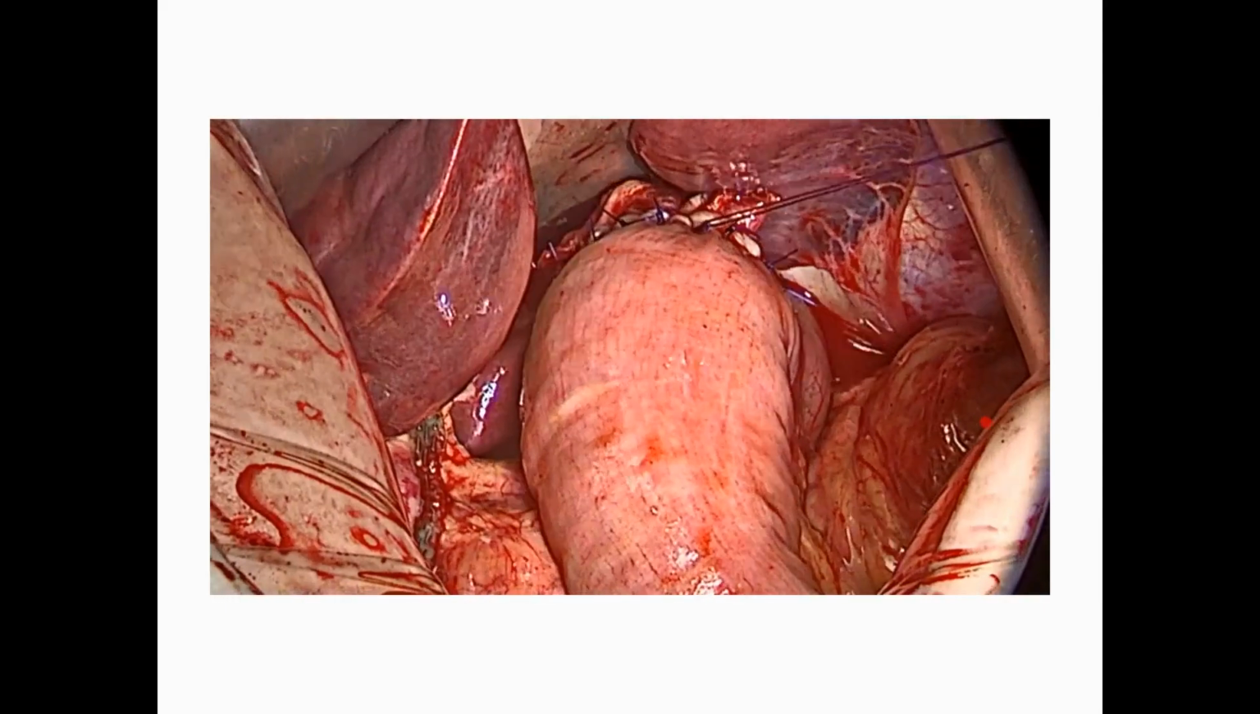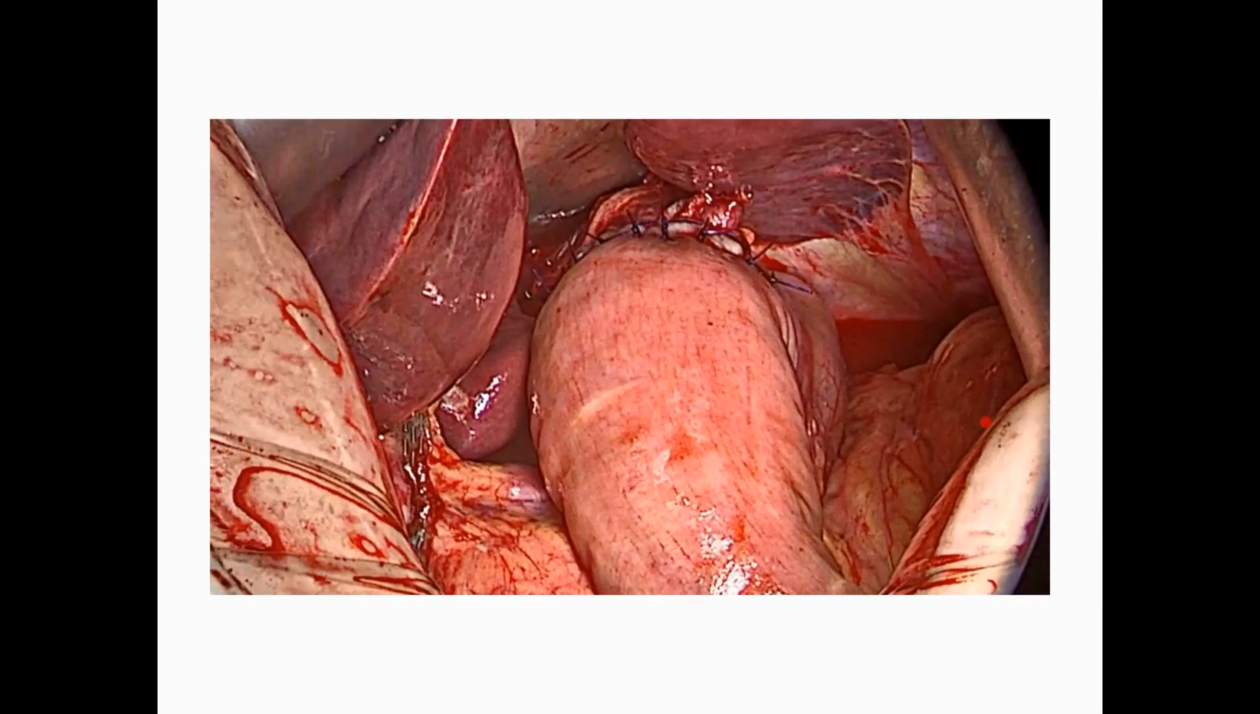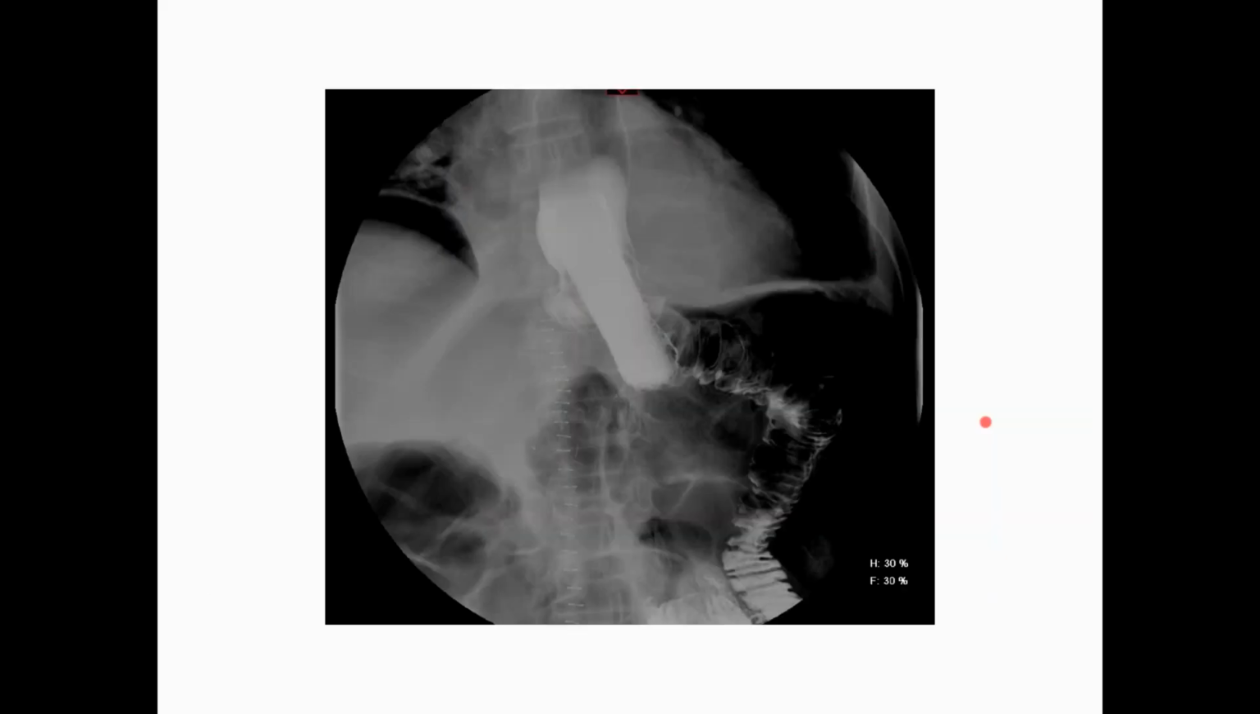This part of the operation, I think, is the most important part of the operation, and this is where much of the morbidity or potential for complications comes from. If you get an X-ray when you're done, this is an example of what it looks like. Esophagus here connected to intestine here.